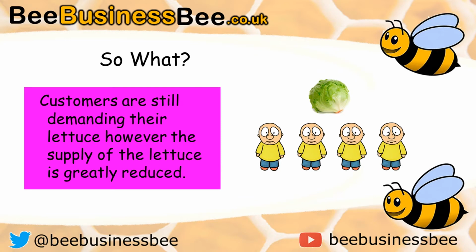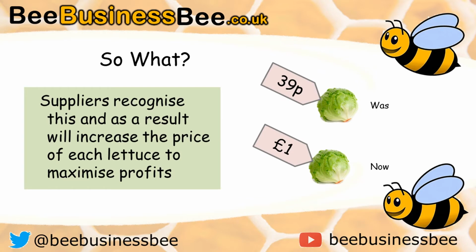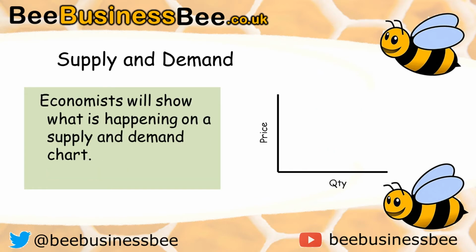So why is that important? Well, customers are still demanding their lettuce, however the supply of lettuce is greatly reduced. Now the farmers have recognised that, and suppliers, and as a result they've increased the price of each lettuce to maximise their profit. So previously some supermarkets in the UK were selling lettuces at 39p, but now are selling them at over £1. Of course, why does it affect your supermarket? Well, they have contracts in place with suppliers for a set price. However, the suppliers can probably not purchase a lettuce for the price they agreed from their supplier, the farmer, because they've recognised the shortage in supply and the concept of supply and demand.